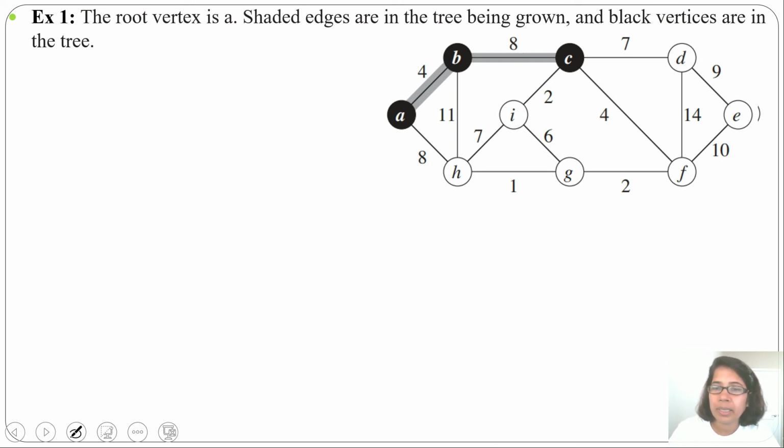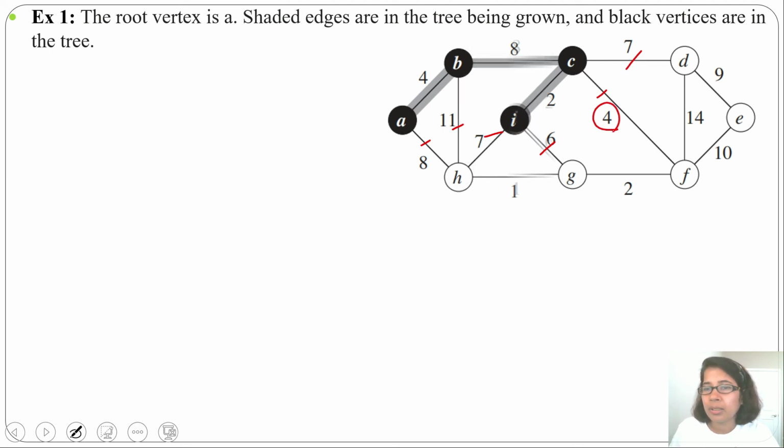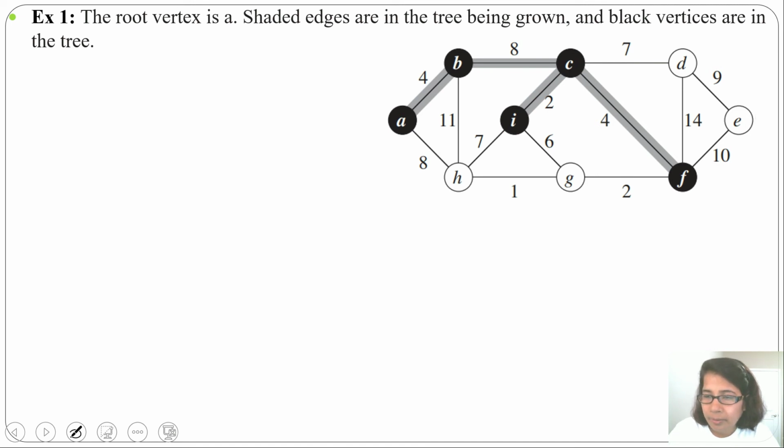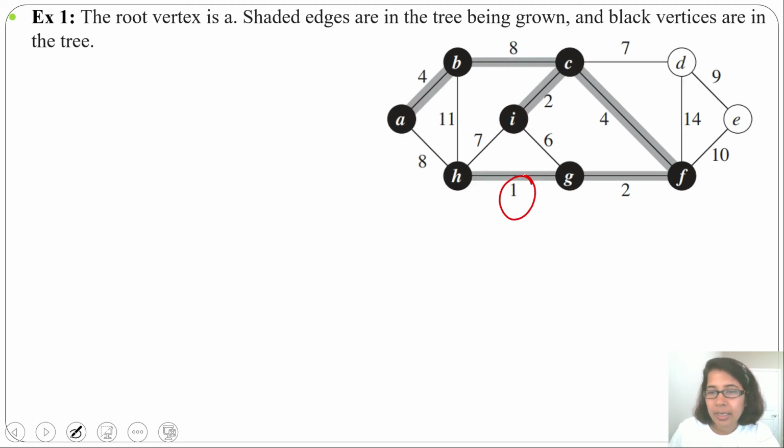Now with A, B, C, the weights 8, 11, 2, 4, 7 are the adjacent weighted edges. So here 2 is the minimum. We'll include C, I. Next with the subgraph, weights 8, 11, 7, 6, 4, 7 are adjacent. Here 4 is the minimum, so we'll add F to the tree. Now with this subgraph, this 2 is the minimum weight that is adjacent, so we'll add F, G. Next this 1 is the minimum, so we'll add G, H.